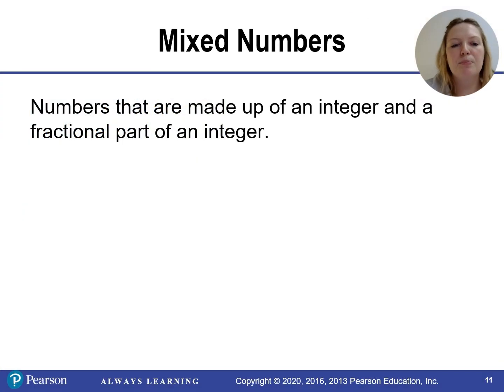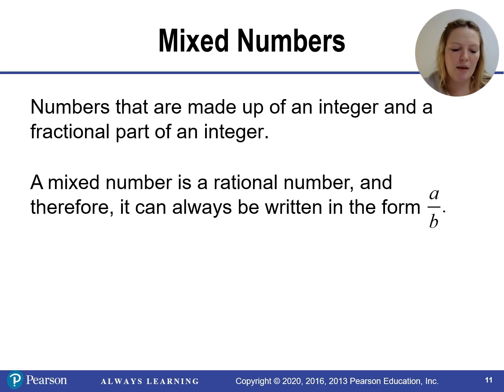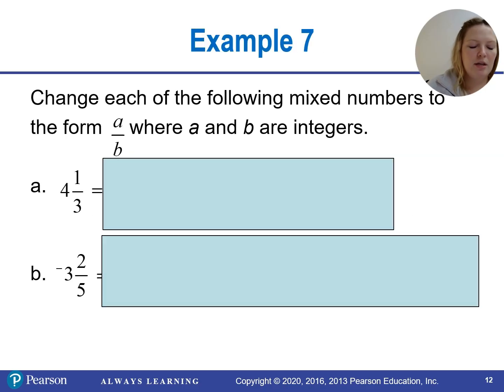All right, moving on to mixed numbers. Mixed numbers are rational numbers that are made up of an integer and a fractional part of an integer. A mixed number can always be written as just a fraction, though. So I want us to think about how we can change mixed numbers into just improper fractions.